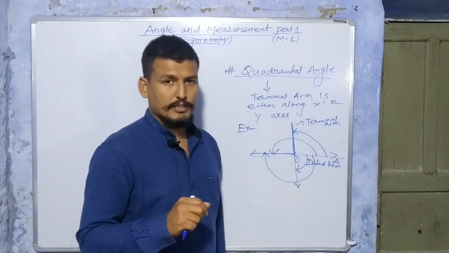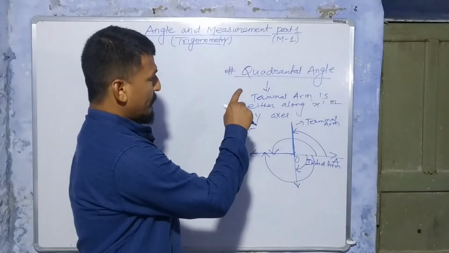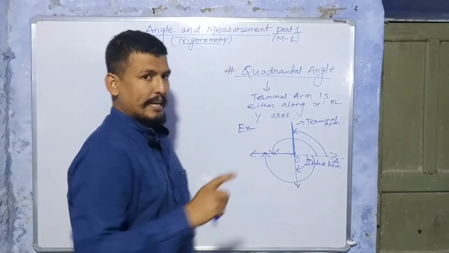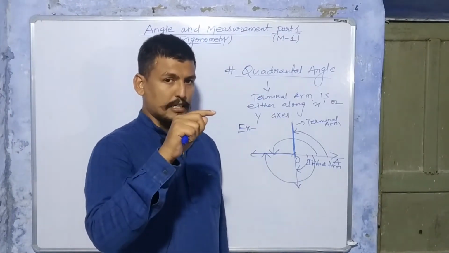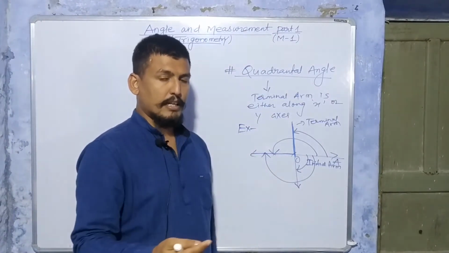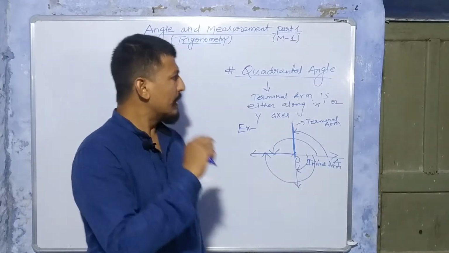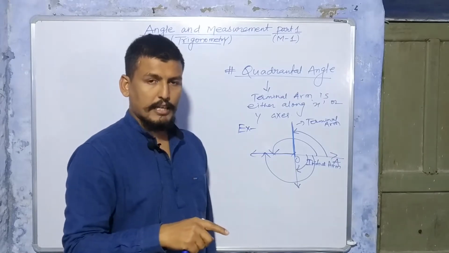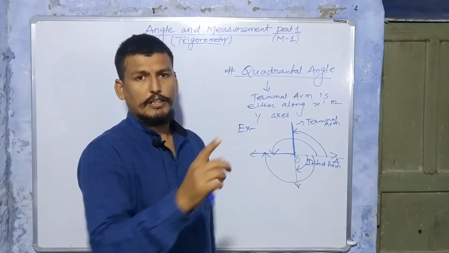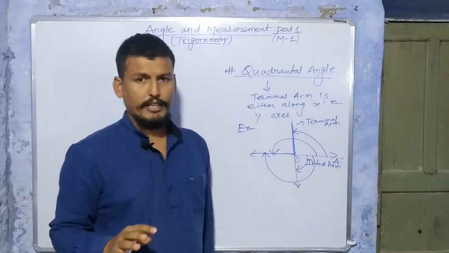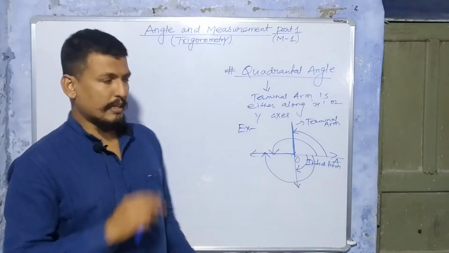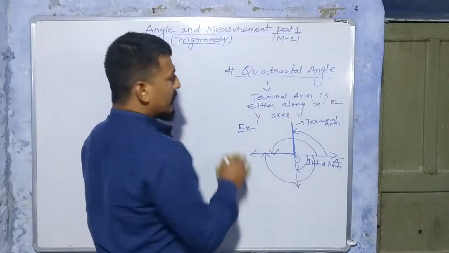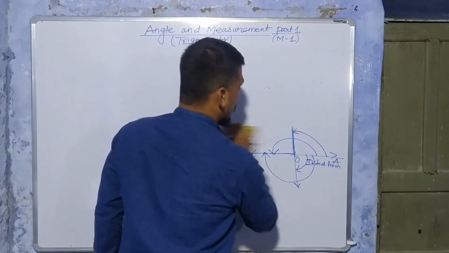So in the first topic we have studied what is directed angle, how angle is taken as positive, how the measurement of angle is taken as positive or negative, what is zero angle, what is 90 degree, complete angle, right angle, and quadrantal angle. These all are very basic concepts, right? Next topic is about coterminal angle.